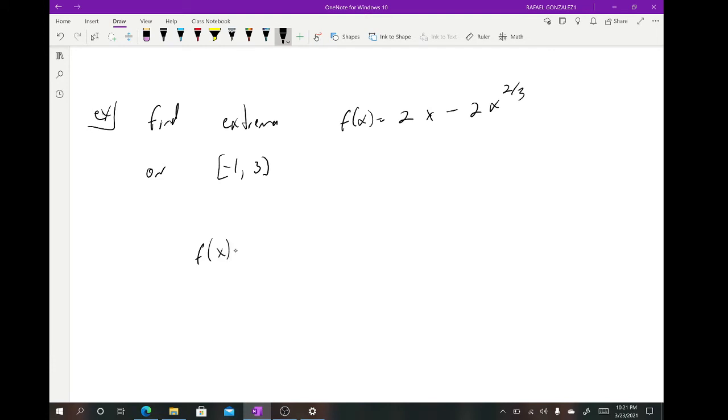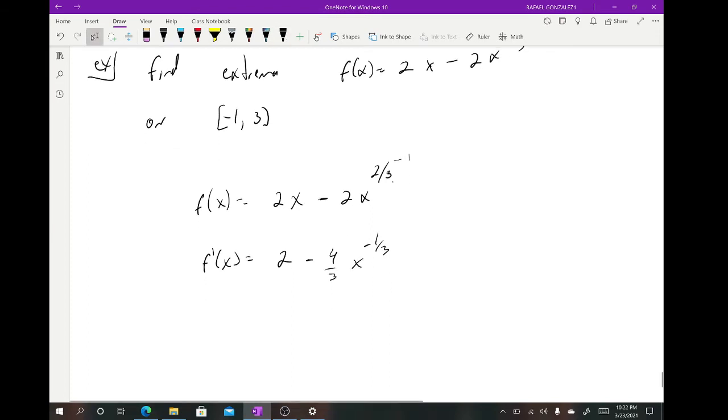Okay, so again, the first step is to take the derivative, because we need to find the critical numbers, and the critical numbers occur when the derivative is equal to 0. So that's why the first step is always to take the derivative. Well, f prime of x here is equal to 2 minus, and by the power rule, we have 2 times 2 is 4, so 4 over 3 x, and then remember -1, so minus 3 over 3 is -1/3. Okay, so that's the derivative.